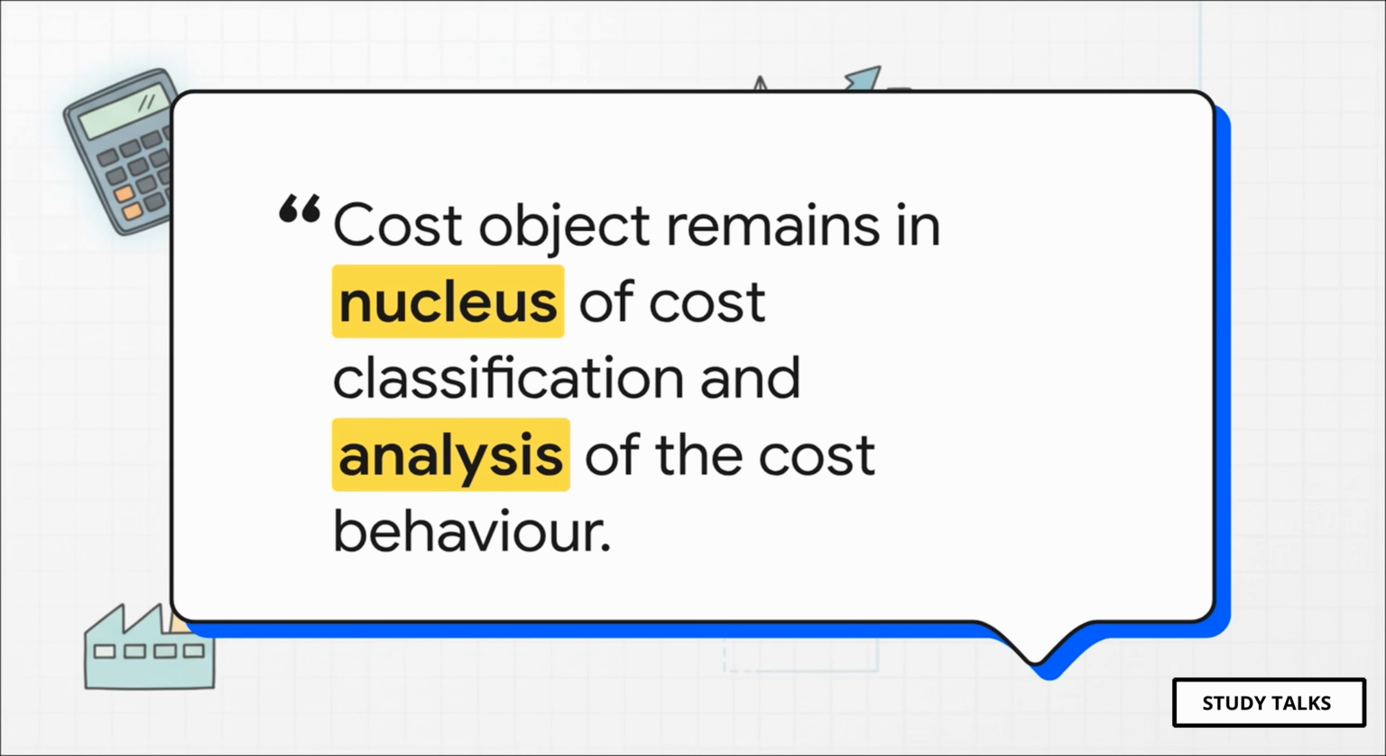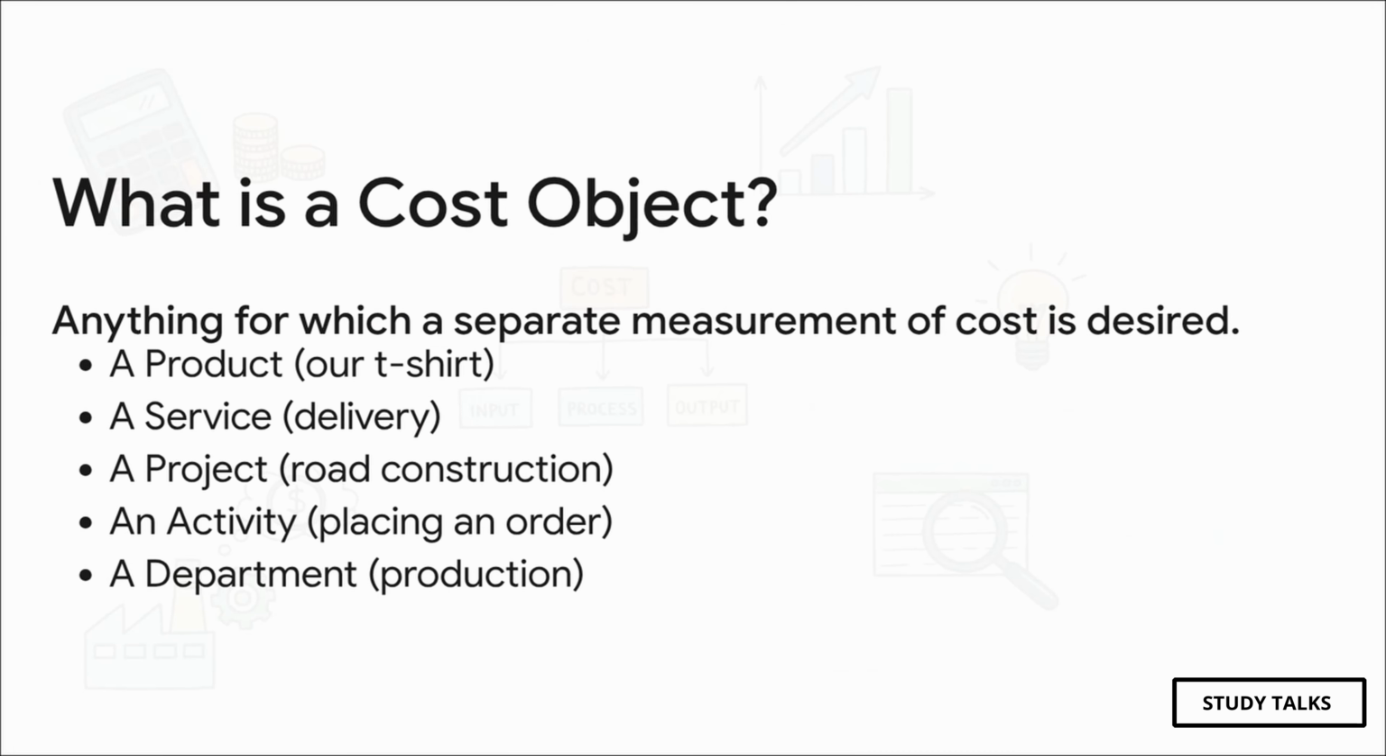Before you do anything else, you have to answer the question, what am I trying to find the cost of? So what is a cost object? It's literally anything for which you want a separate cost measurement. The most obvious example is a product, like our custom t-shirt. But it could also be a service, like a home delivery option they offer. It could be a huge project, like opening a new store. You can even zoom in and make a single activity, like the process of placing an order with a supplier, your cost object. Or you could zoom out and say the entire production department is your cost object. Whatever you're measuring, that's it.